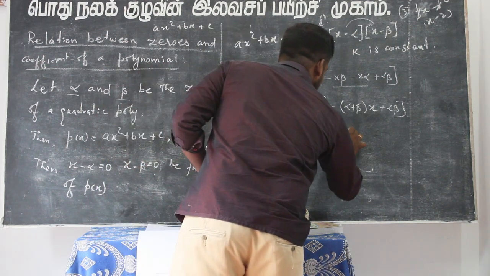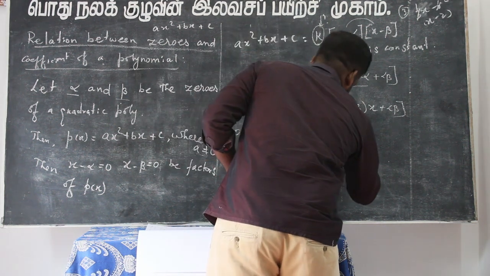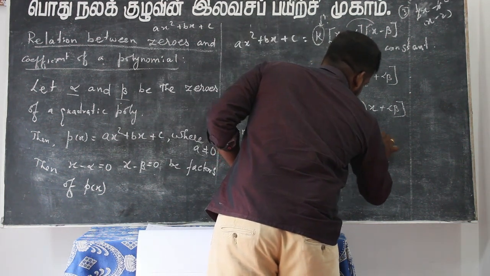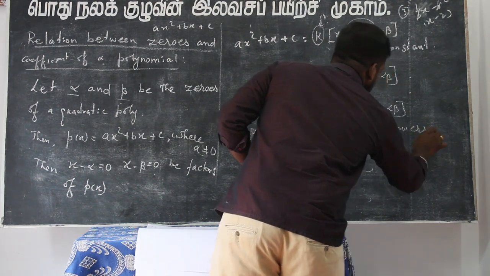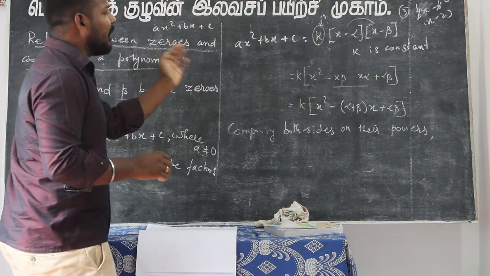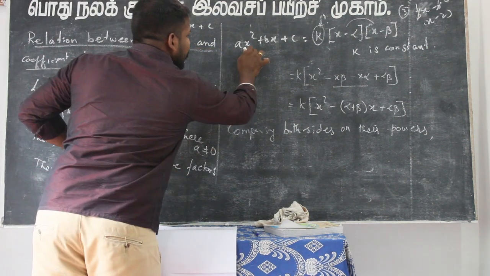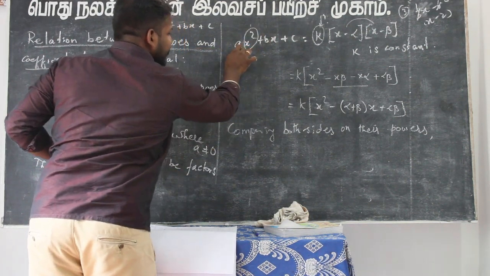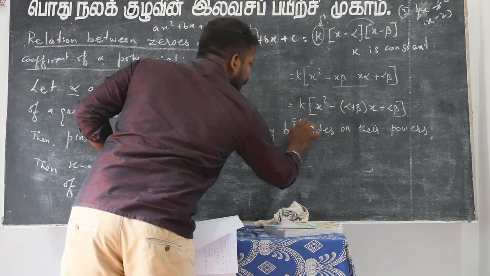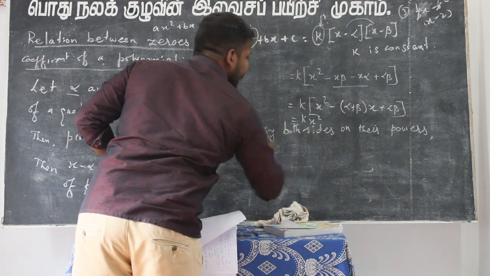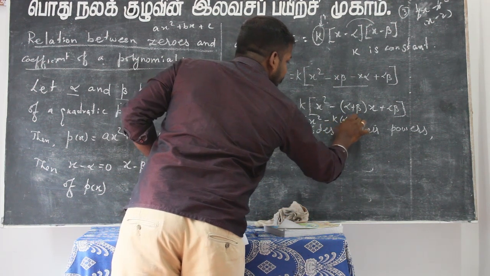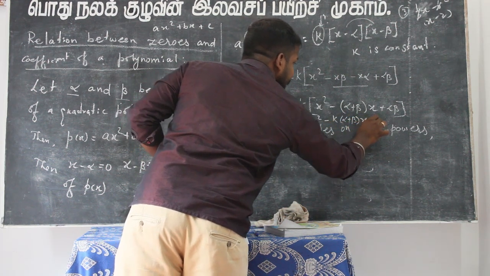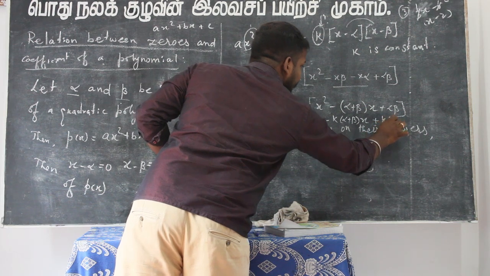Comparing both sides on their exponents, on their powers. So what will we get if we are comparing? Here the coefficient of x square is a. Here if we are multiplying, what will be k into x square minus k into alpha plus beta into x plus k into alpha beta.